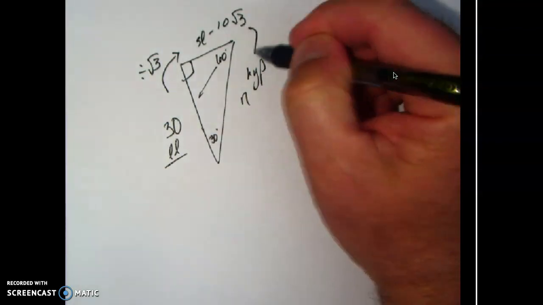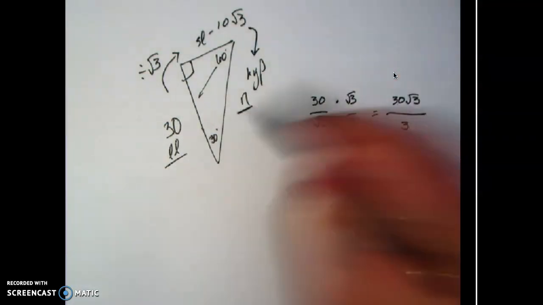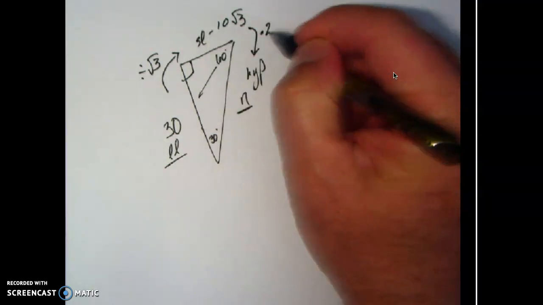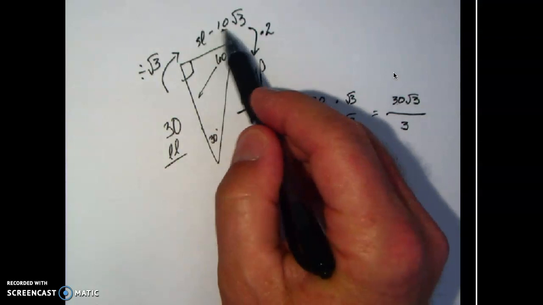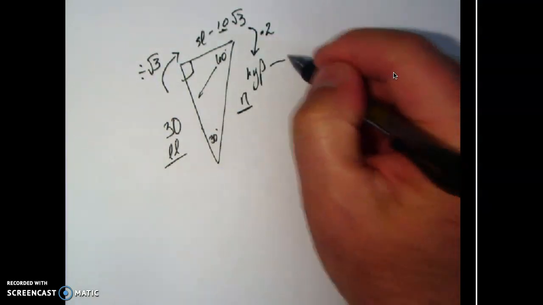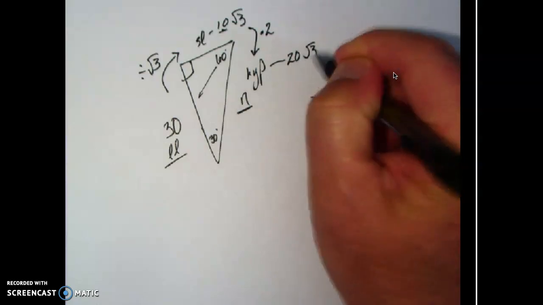To then find the hypotenuse, which is n, what we're looking for, anytime I'm going from short leg to hypotenuse, I multiply by 2. That means the 10 here is what gets multiplied by 2. So that means our hypotenuse is going to be 20 square root 3.